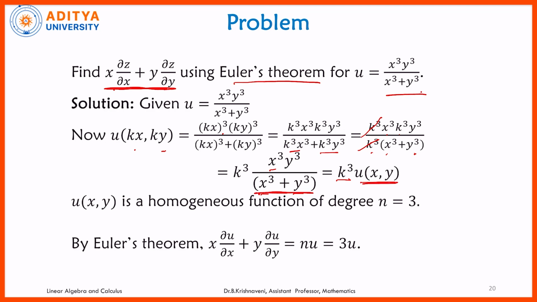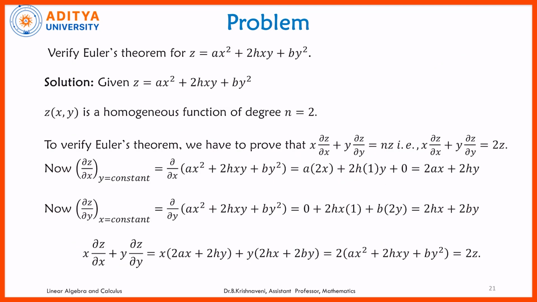So hence we say that u is a homogeneous function of degree n, where n is equal to 3. That is, the given function u is homogeneous of degree 3. Now by Euler's theorem, we know that x ∂u/∂x + y ∂u/∂y is equal to nu. Here n is 3, so this gives 3u. You can simplify easily by using Euler's theorem. Now the second question is to verify Euler's theorem.